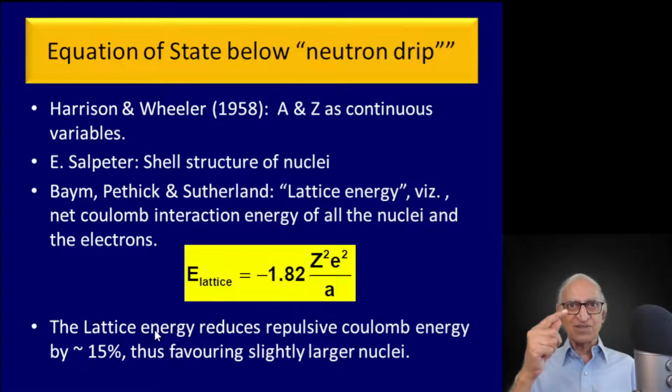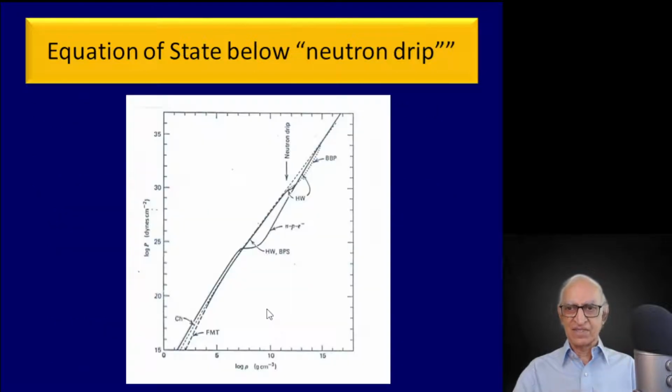So previously it was a competition between surface energy and repulsive Coulomb energy. Now the repulsive Coulomb energy has been reduced a little bit because I am adding to it a negative number, which is the lattice energy. So that helps to the level of 15% or so. So let me stress, these are refinements that were added over 20, 30 years. And detailed calculations were done of the equation of state, dependence of pressure on density.